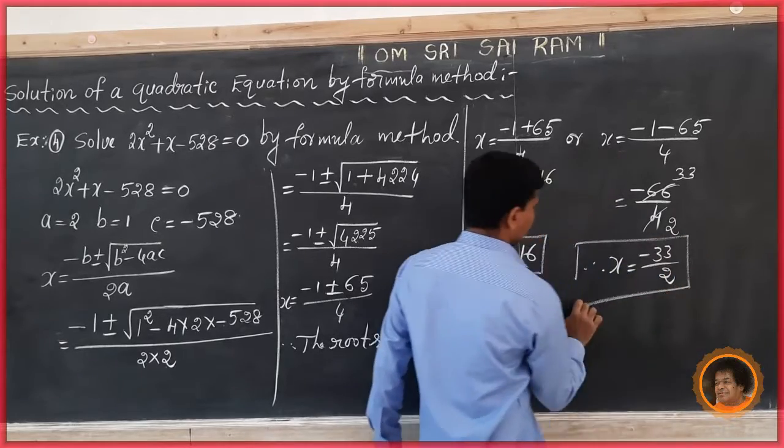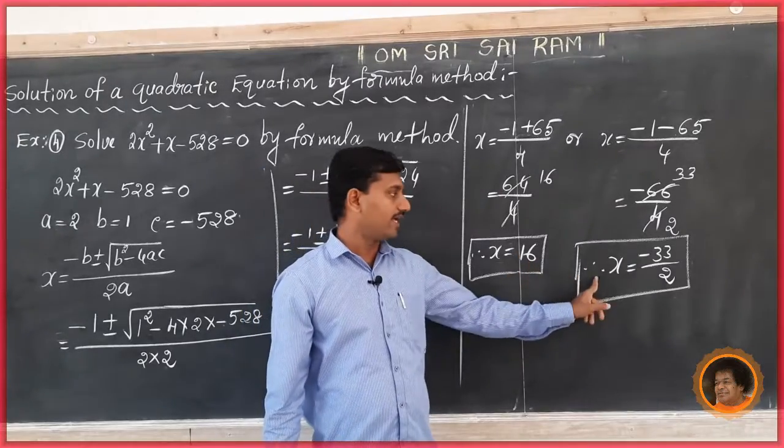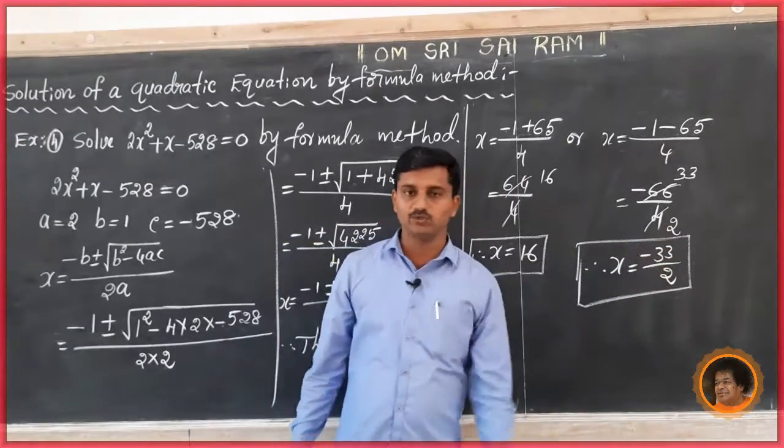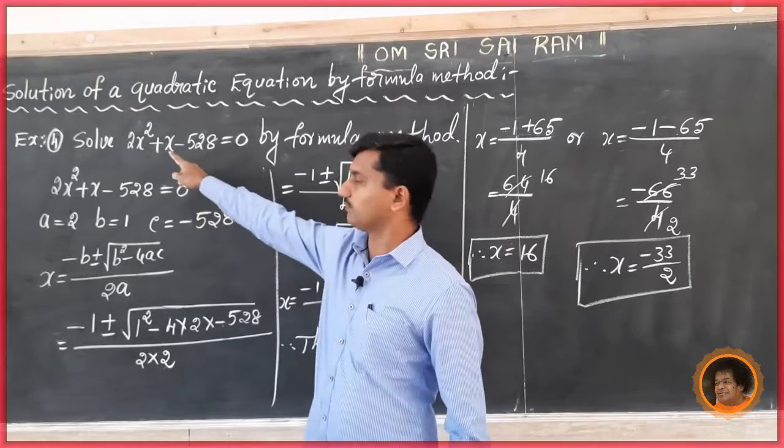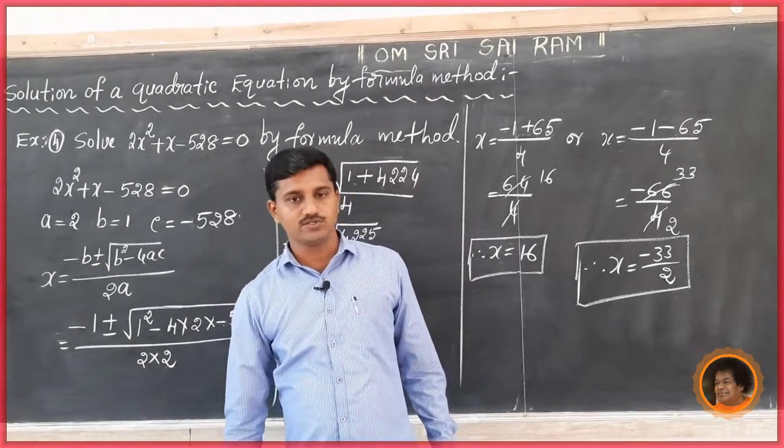So these are the solutions of the quadratic equation. So x equals 16 and x equals minus 33 by 2 are the roots or the solutions of the quadratic equation 2x square plus x minus 528 equal to 0.